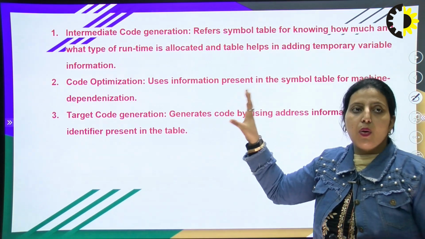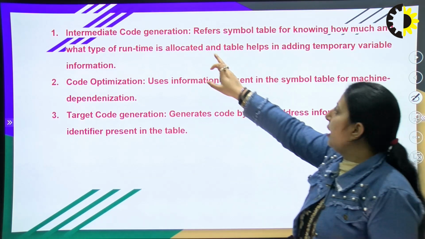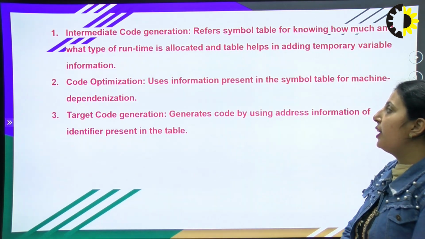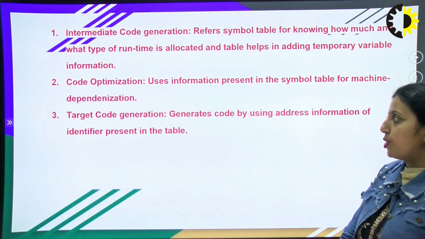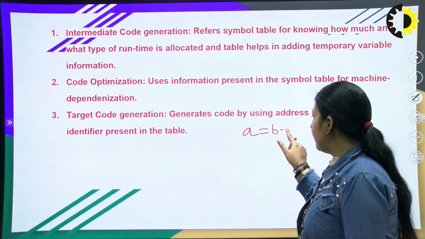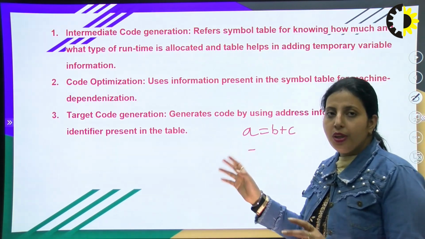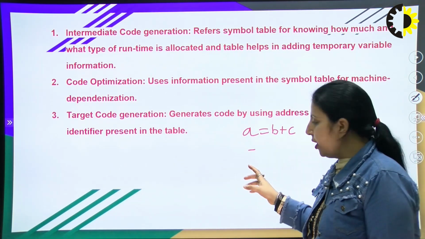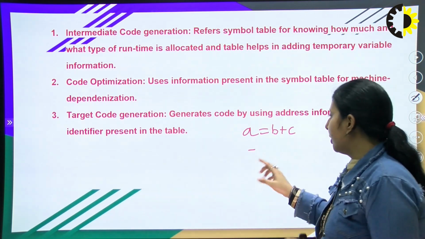This phase also uses the symbol table. How does it use it? It refers to the symbol table for knowing how much and what type of runtime is allocated, and the table helps in adding temporary variable information. Suppose the expression is like A equals B plus C, right? Then according to the grammar, suppose we have created a parse tree, and we have also checked whether it is semantically correct or not.